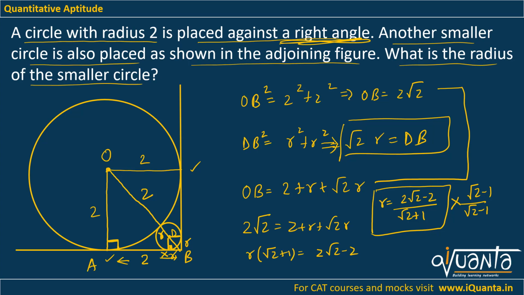So in the denominator we have a plus b into a minus b, which becomes a square minus b square. So root 2 square will be 2, minus 1 square will be 1. So 2 minus 1 in the denominator will ultimately give 1 only. So we just have to take care of the numerator over here. So the numerator of r would become 2 root 2 minus 2 into root 2 minus 1. Now you can multiply and simplify this. You will be getting 6 minus 4 root 2 as the final answer.